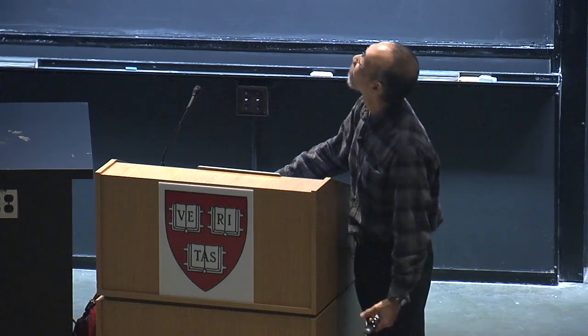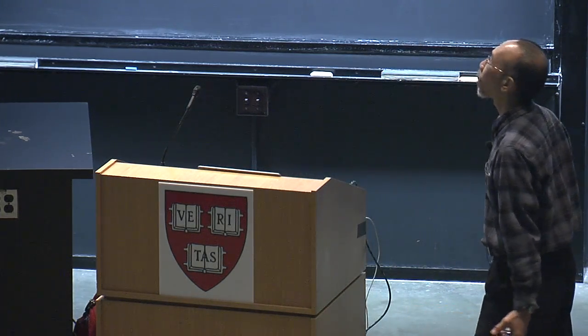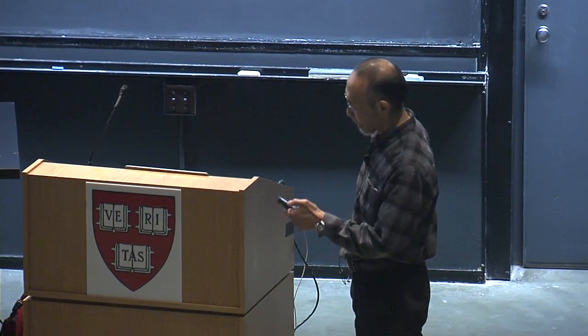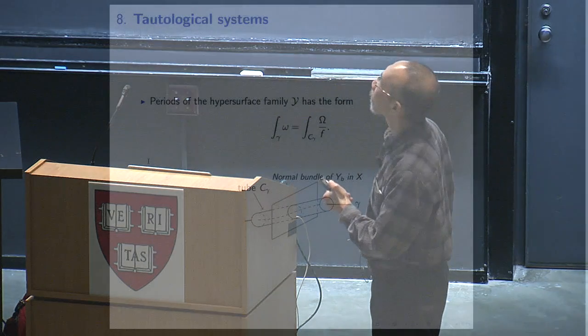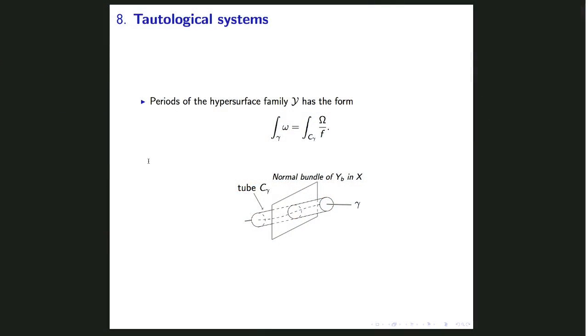Okay, so now the goal is to get a differential system that annihilates these period integrals. First, because you have a hypersurface, by the usual Gysin sequence, you can rewrite it as an integral in the ambient space of this rational form over a cycle in the complement of the zero set of F. So this is the cartoon picture, and C_gamma is the tube over the cycle gamma in the normal bundle.